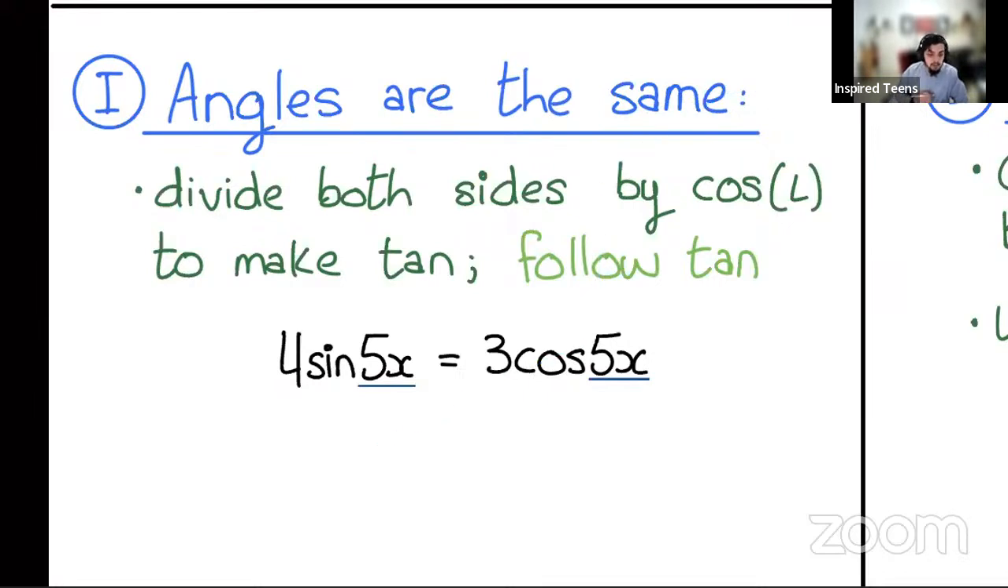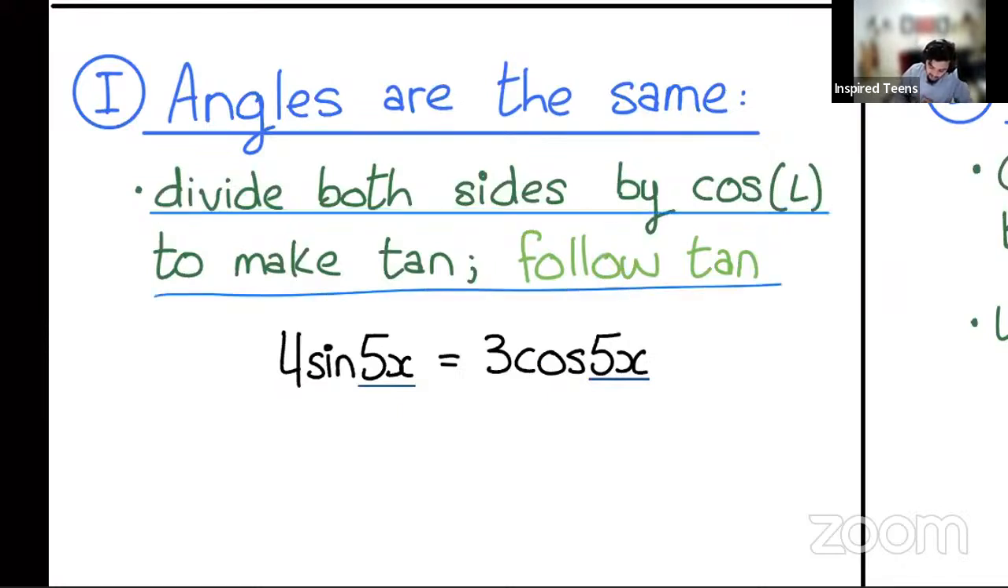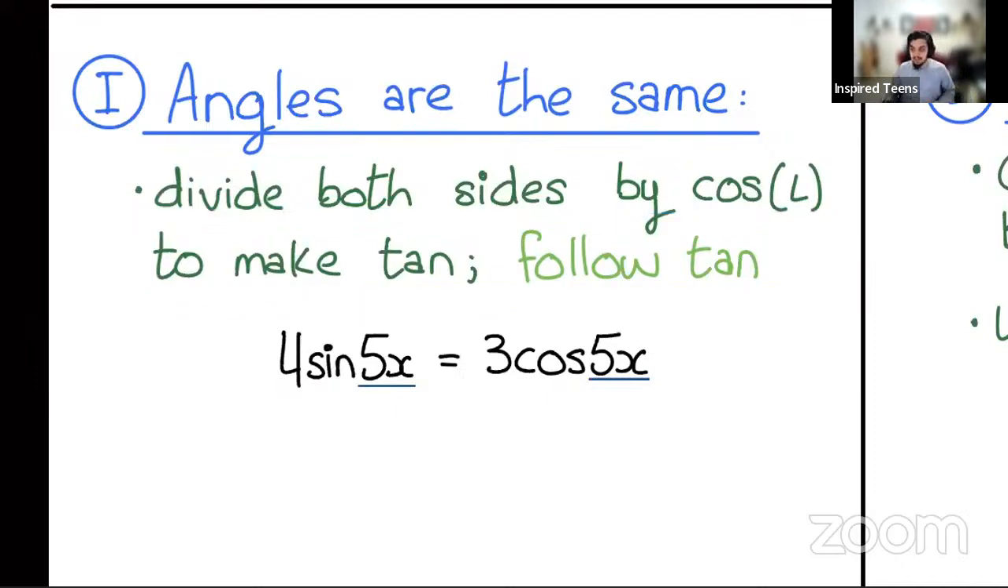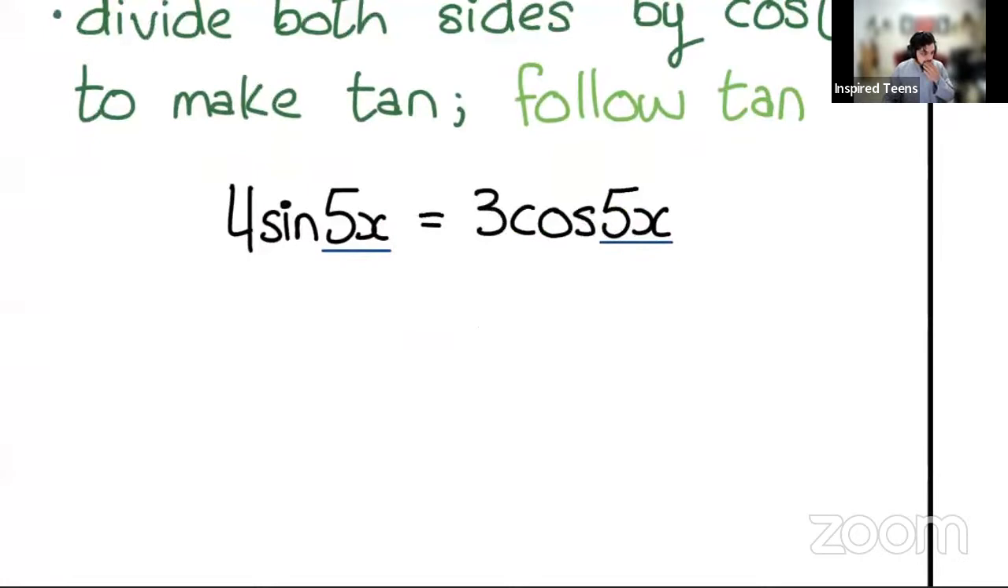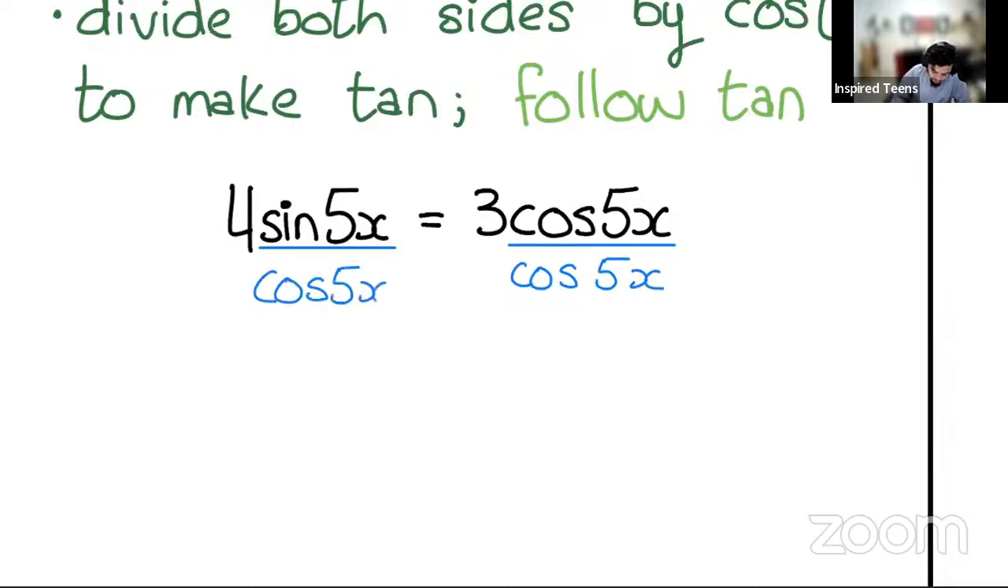The instruction says to divide both sides by cos to make tangent and follow tangent. Let's do that practically. In this case, we have sine x and cos x. Whenever you have this example and you have the same angles, you should divide both sides by cos x. Technically you're just taking cos x to the other side. So you're going to divide both sides by cos of the same angle, cos 5x. Here, the cos 5x and the cos 5x cancel because it's the same thing. Like I said, it's like taking cos 5x over to the other side.